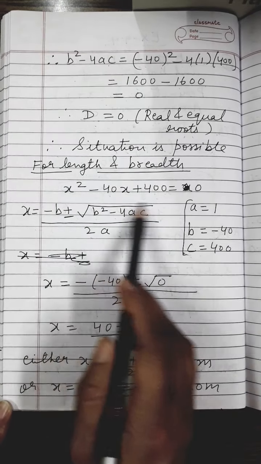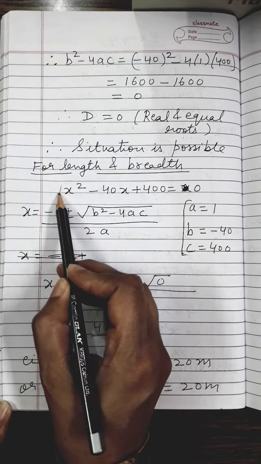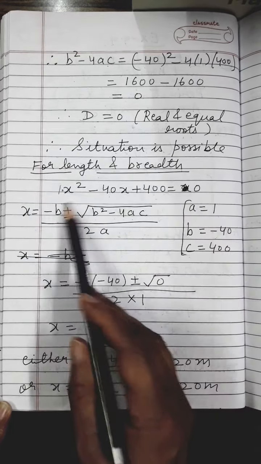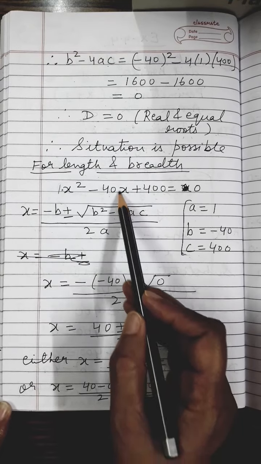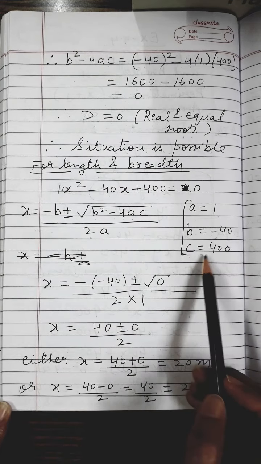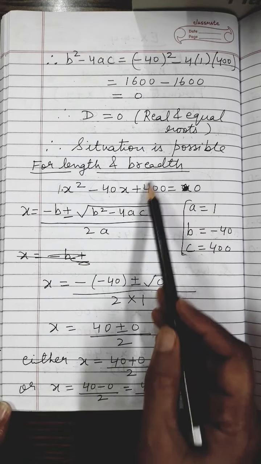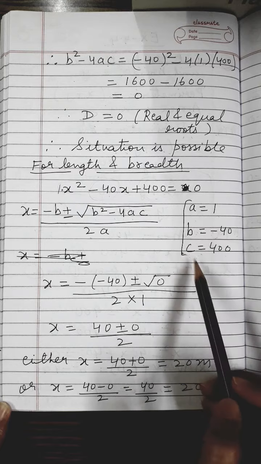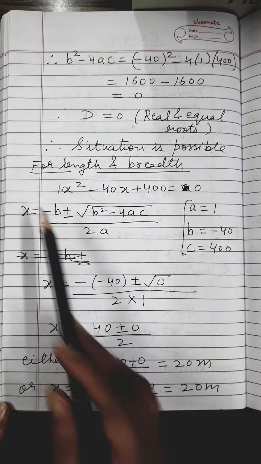Now pick up the values of a, b, c from this quadratic equation. What is the value of a? Coefficient of x square, so a equals to 1. What is the value of b? Coefficient of x along with its sign, so b equals to minus 40. c is the constant term without any variable in it, plus 400. So c equals to 400. Substitute these values of a, b, c in the quadratic formula.